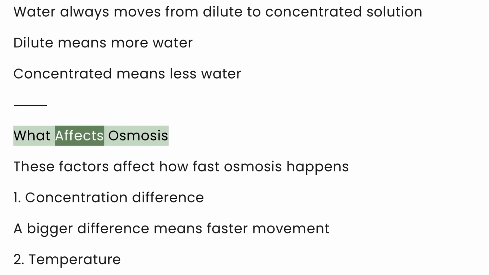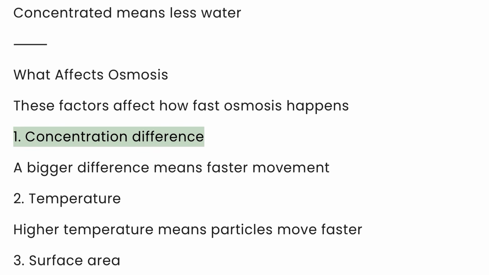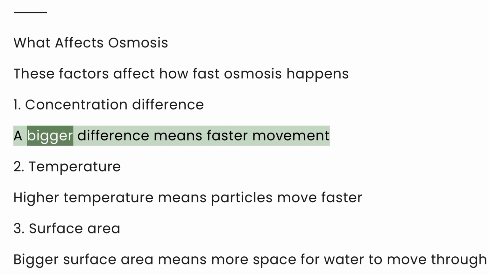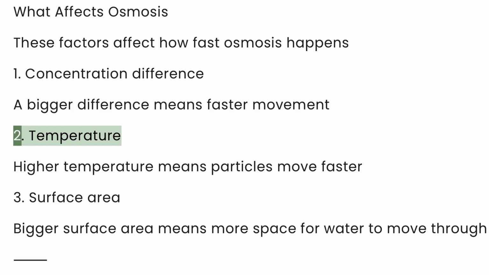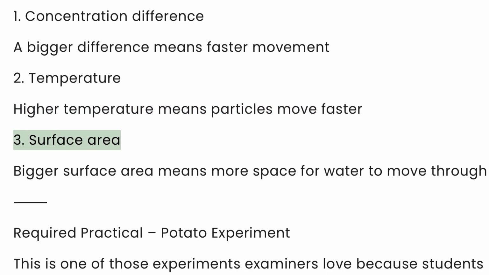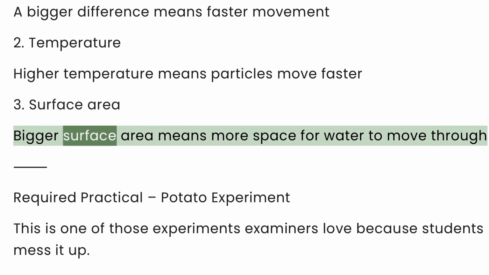What affects osmosis? These factors affect how fast osmosis happens. 1. Concentration difference. A bigger difference means faster movement. 2. Temperature. Higher temperature means particles move faster. 3. Surface area. Bigger surface area means more space for water to move through.